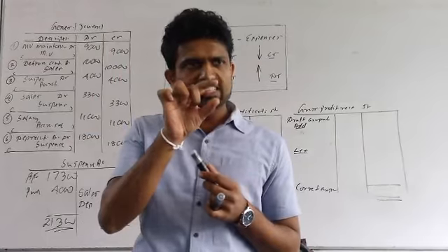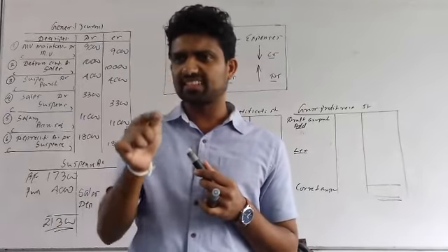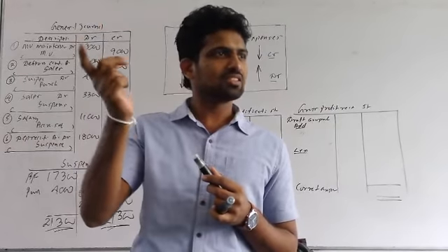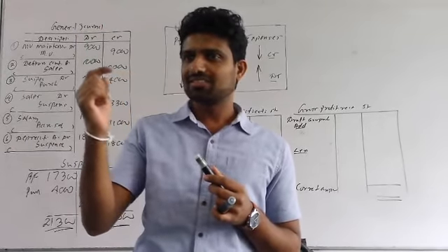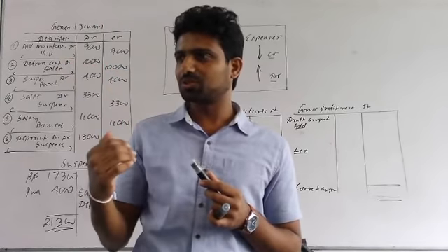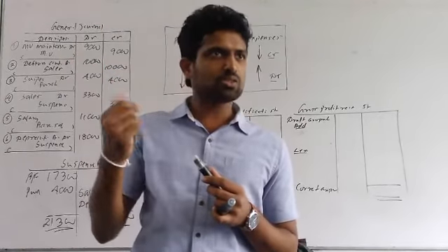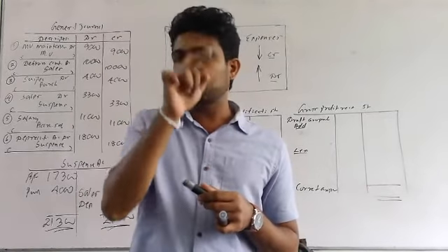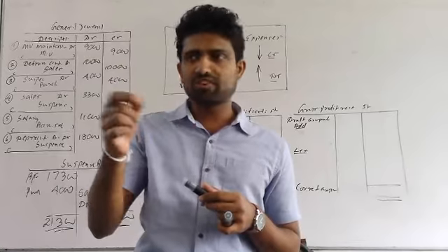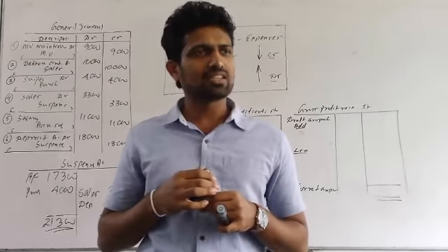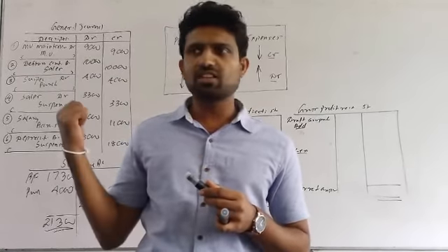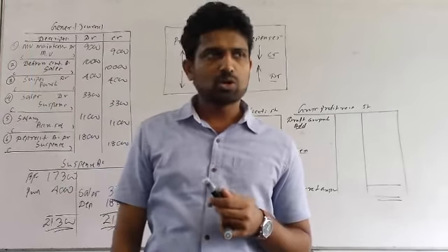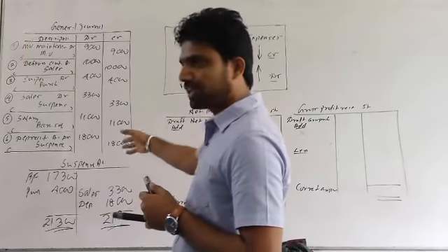If the gross profit is incorrect, you know the gross profit is the result of a few income and expenses: sales, return inwards, opening stock, purchases, carriage inwards, return outwards, the closing stock. With the impact of these only the gross profit comes. When you rectify the errors, if something is affected in the trading account, those affect the gross profit. So out of these, can you take all the income and expenses and rectify the gross profit?